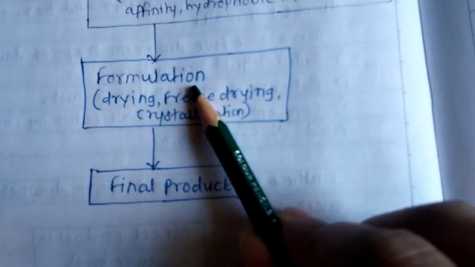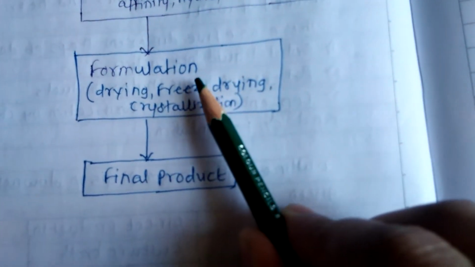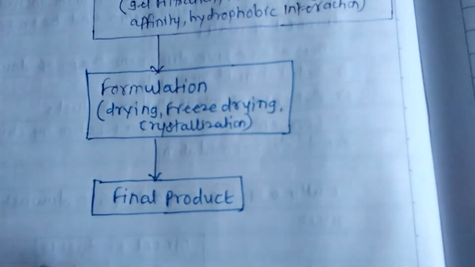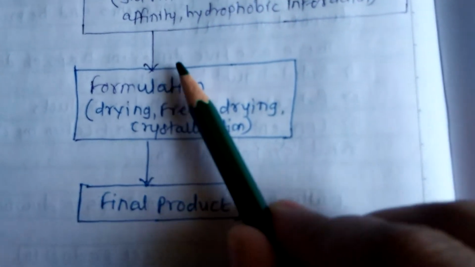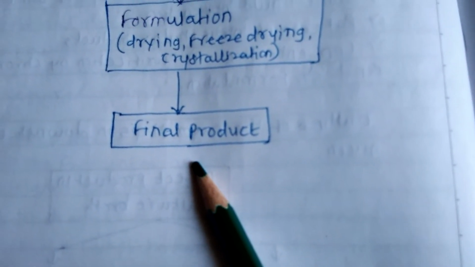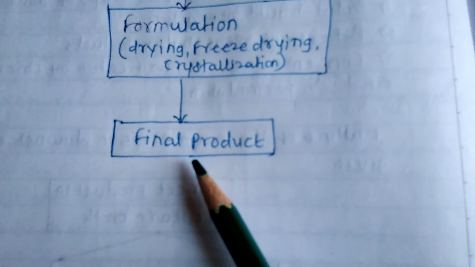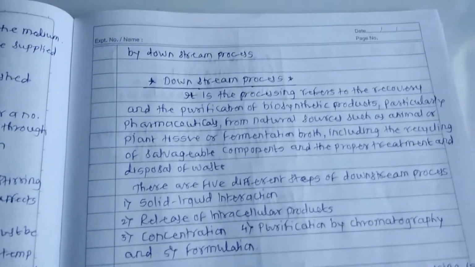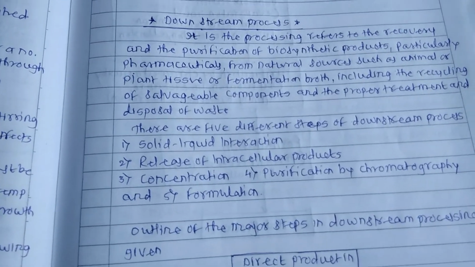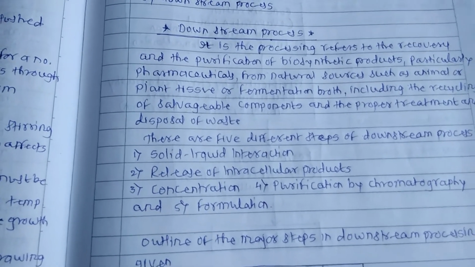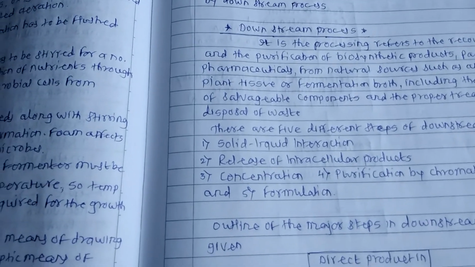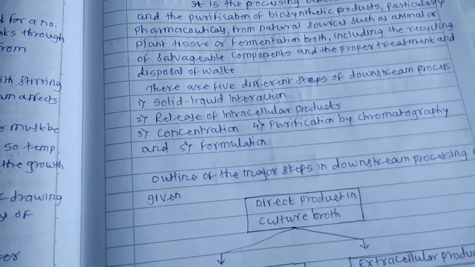Simply, in formulation the product is purified, and finally adjuvants, stabilizers or preservatives are added to the product. Finally the product is formulated, and then this final product is transferred to the market. This is the downstream process used for the separation and purification of the product from the fermenter after production. This is about fermentation technology. Thank you.